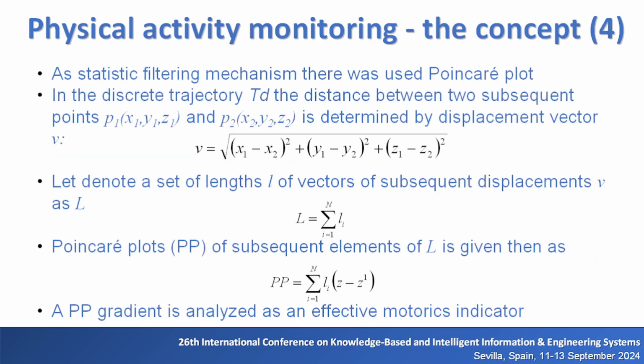As a statistical filtering mechanism, the Poincaré plot was used, and in the discrete trajectory TD, the distance between two subsequent points P1 and P2 is determined by displacement vector V. Let us denote the set of lengths of vectors of subsequent displacements V as L. And then the Poincaré plot PP of subsequent elements of L is given as the formula here, and the PP gradient is analyzed as an effective motorics indicator.